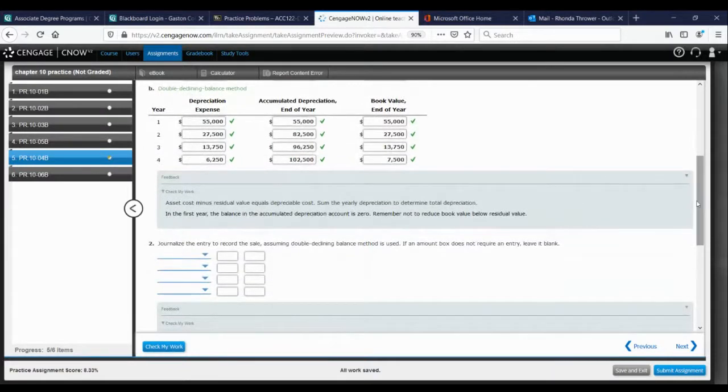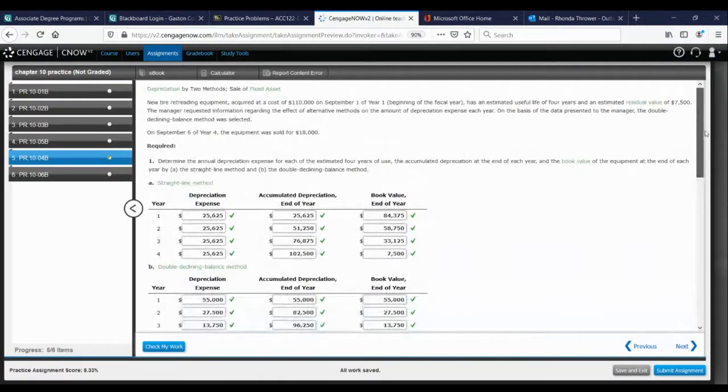All right. The next part of this problem, they want you to journalize the entry to record the sale, and you are assuming that you're using the declining balance method. So let's go back to the original problem and read it again. Remember that the fiscal year begins on September the 1st. And it tells us that on September the 6th of year 4, the equipment was sold for $18,000. That's an important piece of information there.